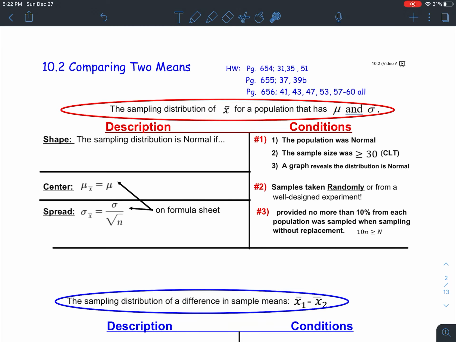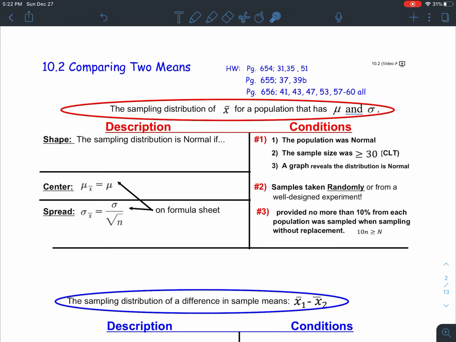The shape of that is normal if we can say one of these three things, and I listed them in the order of easiest to most difficult. If the population is normal, if the sample size is greater than or equal to 30, that's our central limit theorem. Or worst case scenario, if we're drawing a graph, usually we do a box plot of the sample data. If there's no extreme outliers or extreme skewness, we can then go ahead and conclude that the shape is normal. It has to be one of these three things that we mentioned for us to say that it's normal.